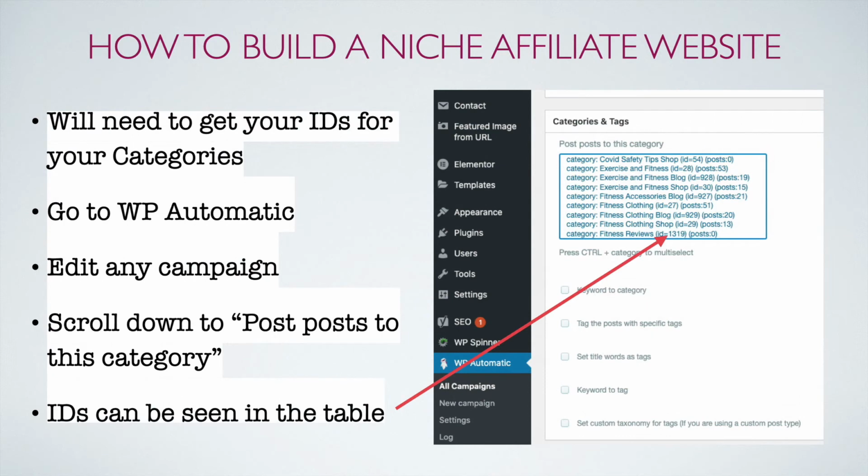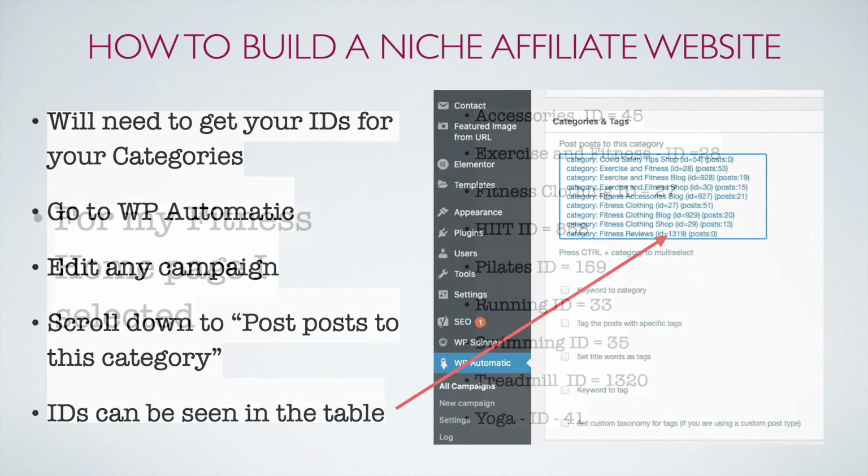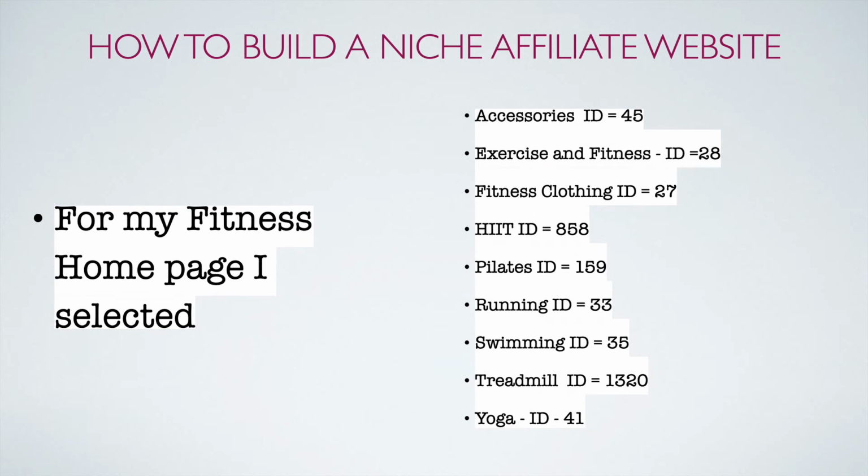So you'll need to get your IDs for your categories. And the quickest way to do that is to go into WP Automatic, edit any campaign, scroll down to the post to this category, and you can see it lists the IDs for every single category. And you simply need to make a note of those ID numbers for the different categories that you want to appear on your home page. So for my fitness page, I selected the ones you can see: accessories, exercise and fitness, fitness clothing, HIIT, Pilates, running, swimming, treadmill, and yoga.